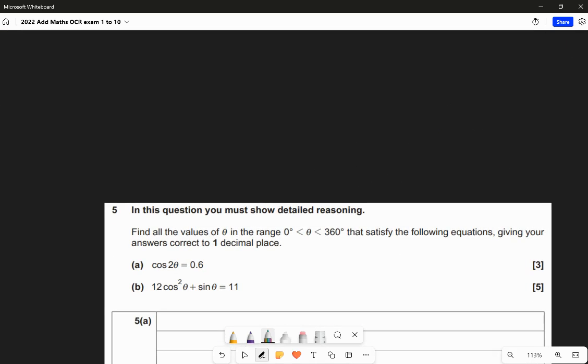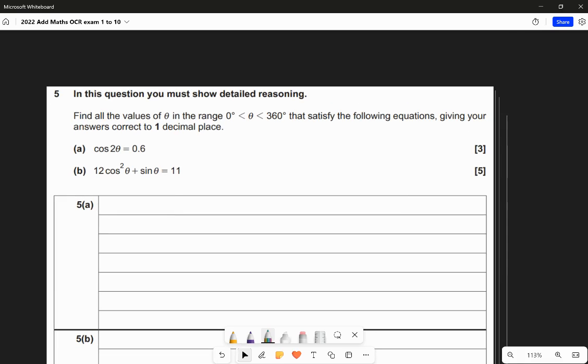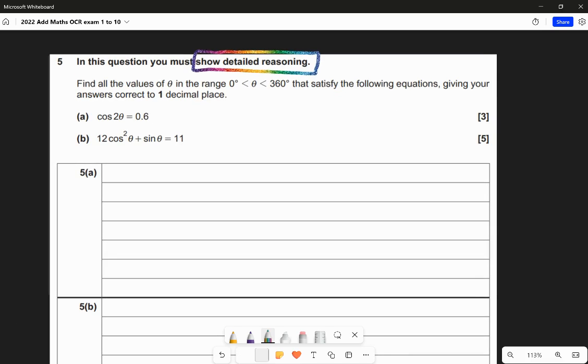So question 5. In this question, you must show detailed reasoning. Another one of those. Fantastic. Find all the values of theta in the range from 0 to 360 that satisfy the following equations, giving your answers correct to 1 decimal place. Okay. 3 marks and 5 marks. Part A, cos of 2 theta is 0.6.